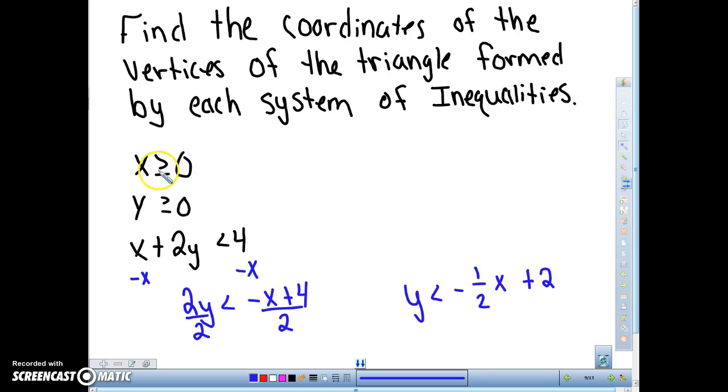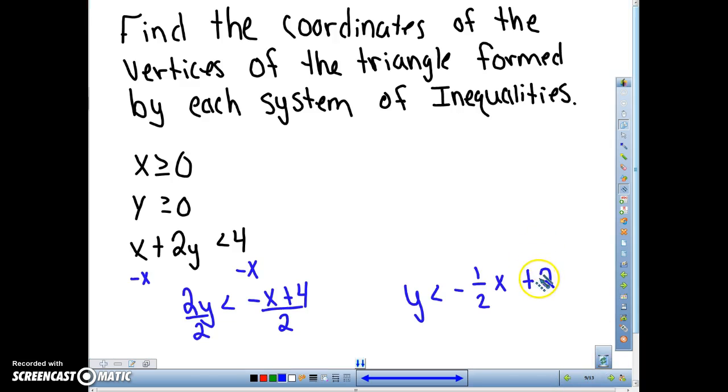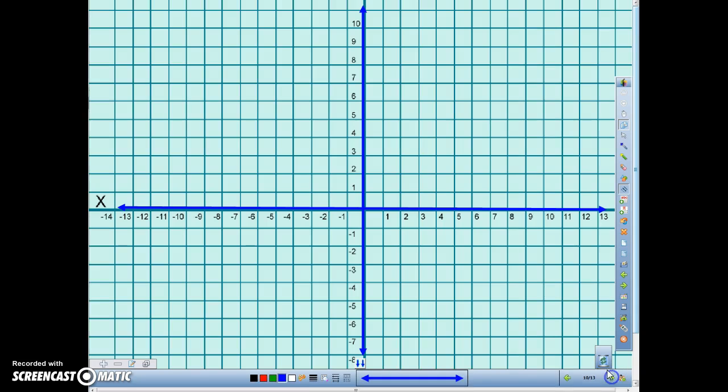So let's go graph the first one. x is greater than or equal to 0, y is greater than or equal to 0. So with that, when you graph it, this is where x is always 0, and this is where y is always 0. So each axis there. And then on the next one that we're graphing, we start at +2, we go down 1 over 2. So start at +2.